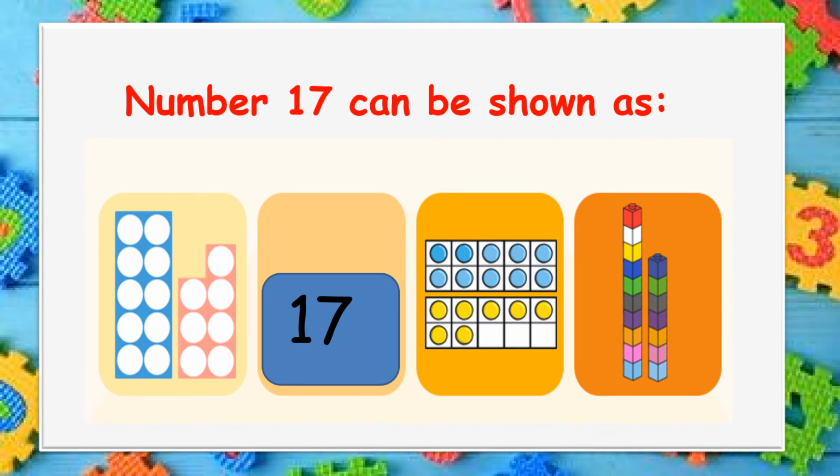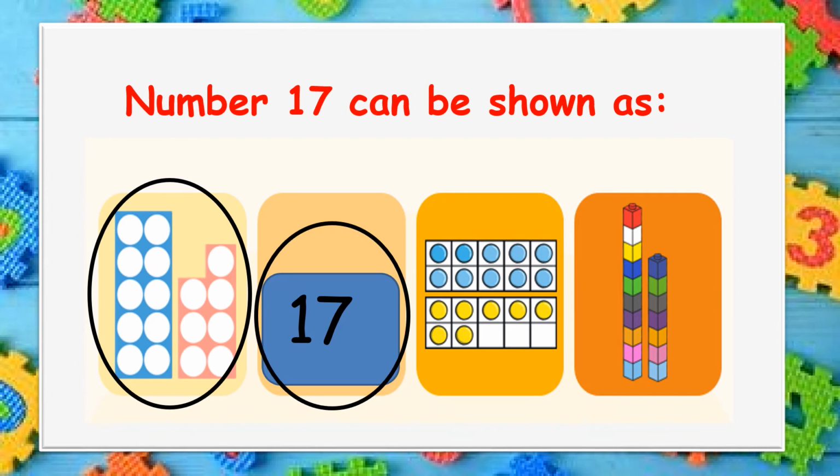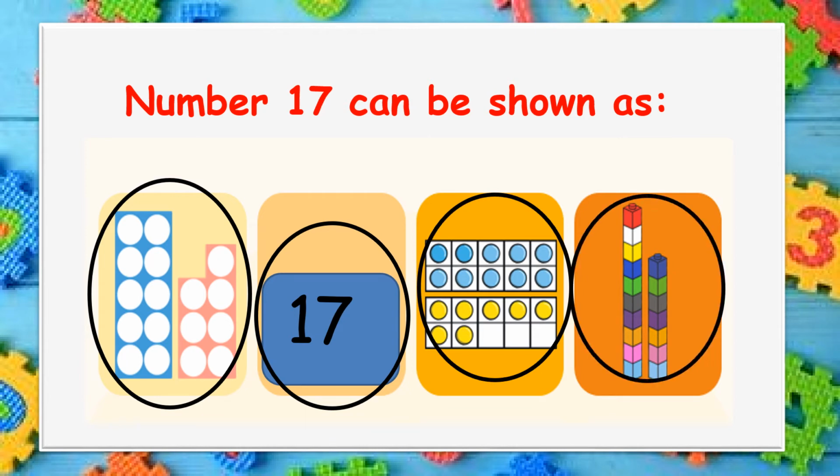Now look at 17, children. Number 17 can be shown as 10 dots and 7 more dots make number 17. We write number 17 like this, 1 and 7. In 10 frames, number 17 is written like this. And here are 17 blocks. One stack has 10 blocks and another stack has 7 blocks. 10 blocks plus 7 blocks make 17.